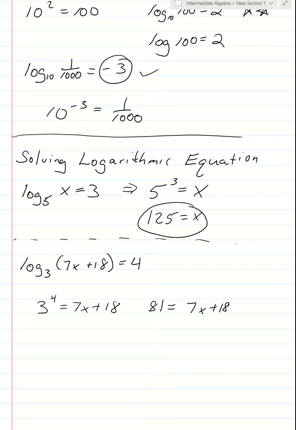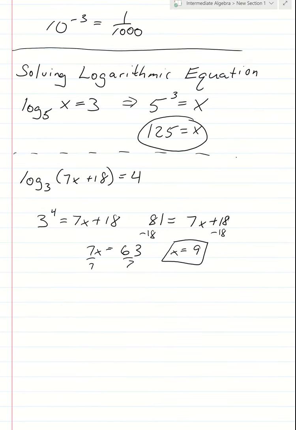Now we have a simple linear equation that we want to solve for the variable x. So we can do that. I would subtract 18 from both sides. That would now give us 7x equals 63. And of course, now when we divide both sides by 7, that would give us our solution that x would have to equal the number 9. So 9 would be the solution to that particular equation.